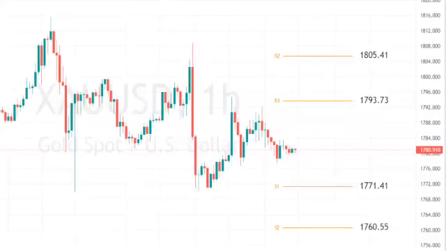As of this moment, during the Asian session, the current price of gold is 1780.91 per ounce. Later, if the initial jobless claims for the US is higher compared to the market forecast, it means that gold may rise sharply on a short-term basis, which means overall it's negative for the US dollar and bullish for gold. So for today's range, I will be closely monitoring 1793.73 per ounce and 1805.41 for the key resistance, and for the support we have 1771.41 per ounce and 1760.55 per ounce, respectively.